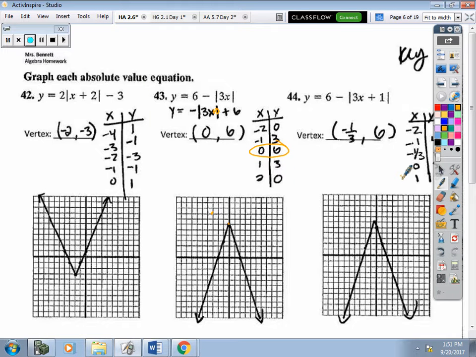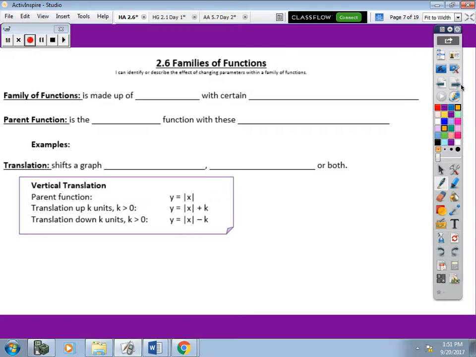Other ones we want to go over? Okay. Last section before we review tomorrow for the quiz, which is Friday, is families of functions. Okay, which we are focusing just on the absolute values, but eventually later in the year we'll look at quadratics, and they're all kind of the same thing in terms of families. So a family of functions is made up of functions with certain common characteristics.